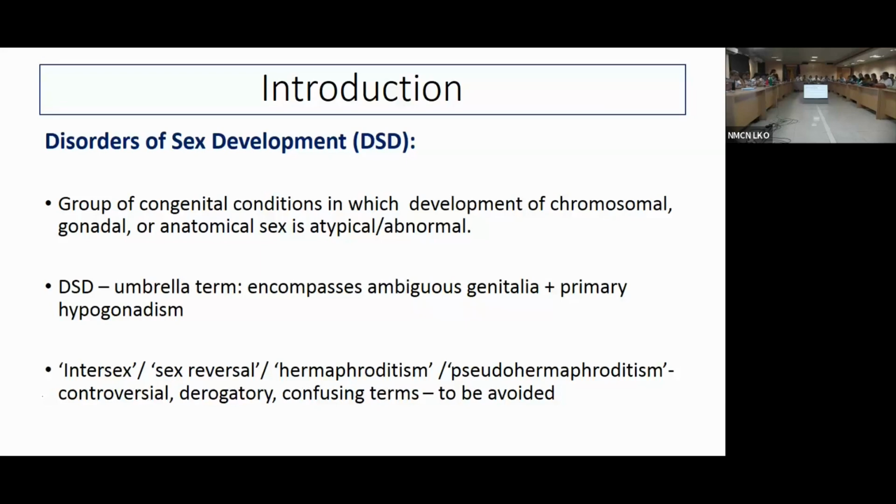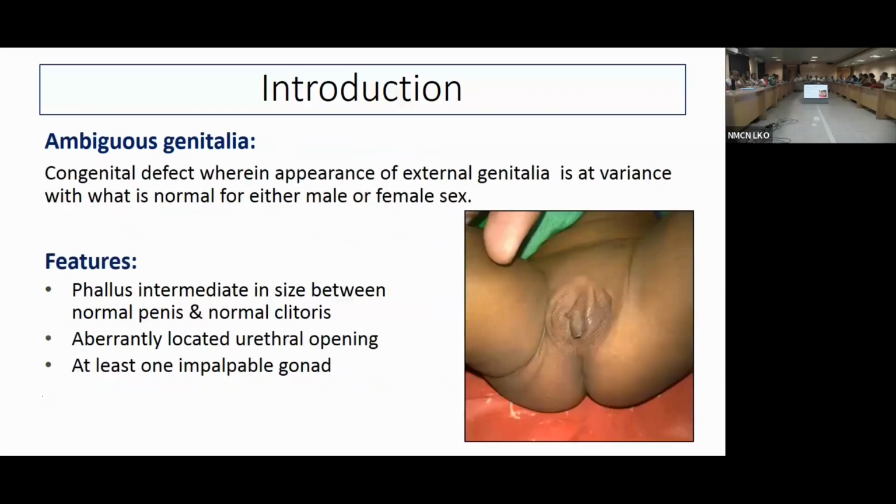Previously, generally these terms were used: intersex, sex reversal, hermaphroditism, pseudo-hermaphroditism. But nowadays, it's considered best to avoid these terms because they are quite controversial and they're considered to be derogatory and not very proper to use. So please avoid using these terms. It's best to refer to all these conditions as DSDs.